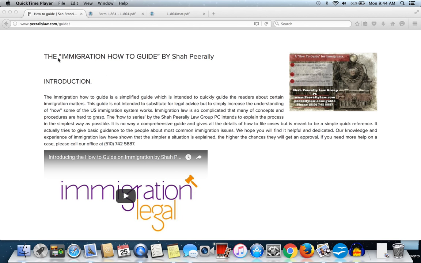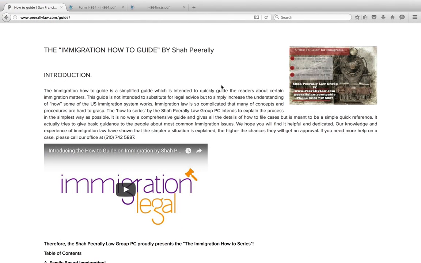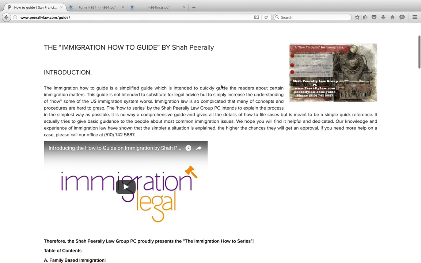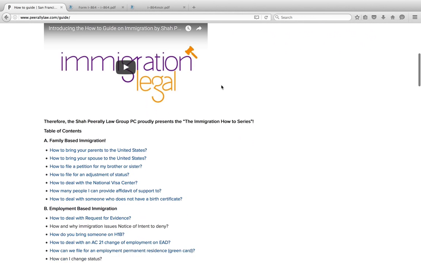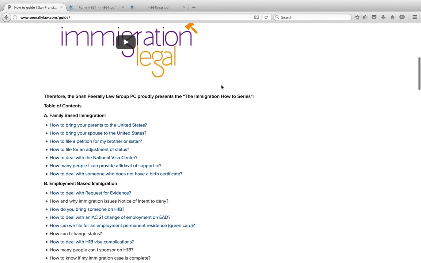Hello, ladies and gentlemen. This is Attorney Sharp Raleigh, and we're going to talk about the form I-864, which is basically the affidavit of support, where a lot of people are confused about what needs to be done. I hope I'm going to be able to quickly give you an idea what you need, where you need that, and what kind of forms you have to fill in different situations.